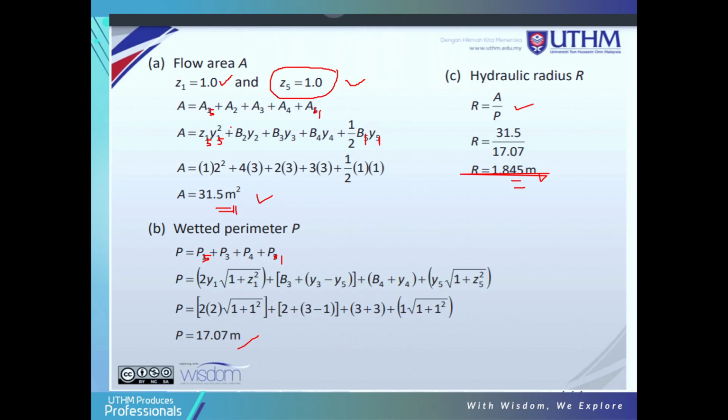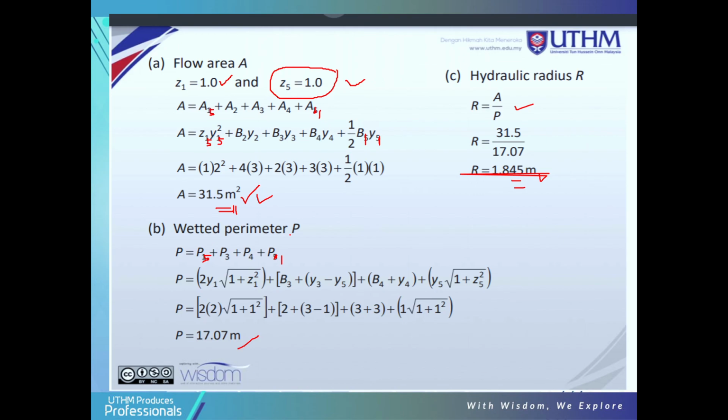This is triangular, and A2 is the rectangular, and A3 is also rectangular. A4 is also rectangular. And A1 here is also half of the triangular, so that's why 1 over 2 B1 times Y1. So for the half of the triangular, this one is using the triangular. You just put in all the values until you get the value of A.